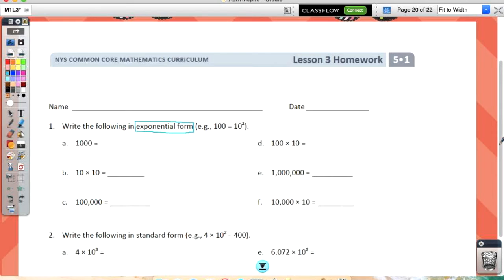Did you put a box around exponential form? Go ahead. Okay, so now what we're going to do is we're going to use our highlighter and our pencil to figure these out, okay? And the first one, I'm going to show you my little trick, and you can see if you think you understand what I'm doing, okay?